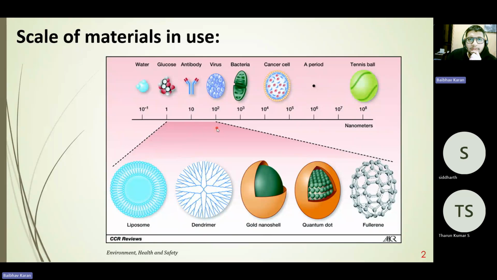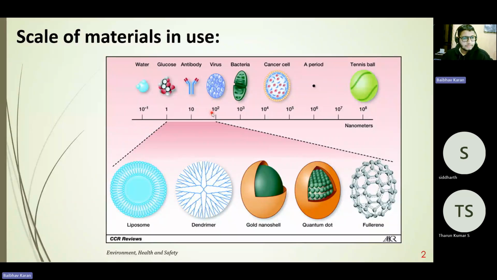So how can you do that? One method is by breaking the particles which are in this range into particles in this range. That is called the top-down approach. Examples will be mechanical grinding or ball milling. Because in ball milling or mechanical grinding, you are taking a material in the micron range or a macro range, and you are breaking it down into the nano range.